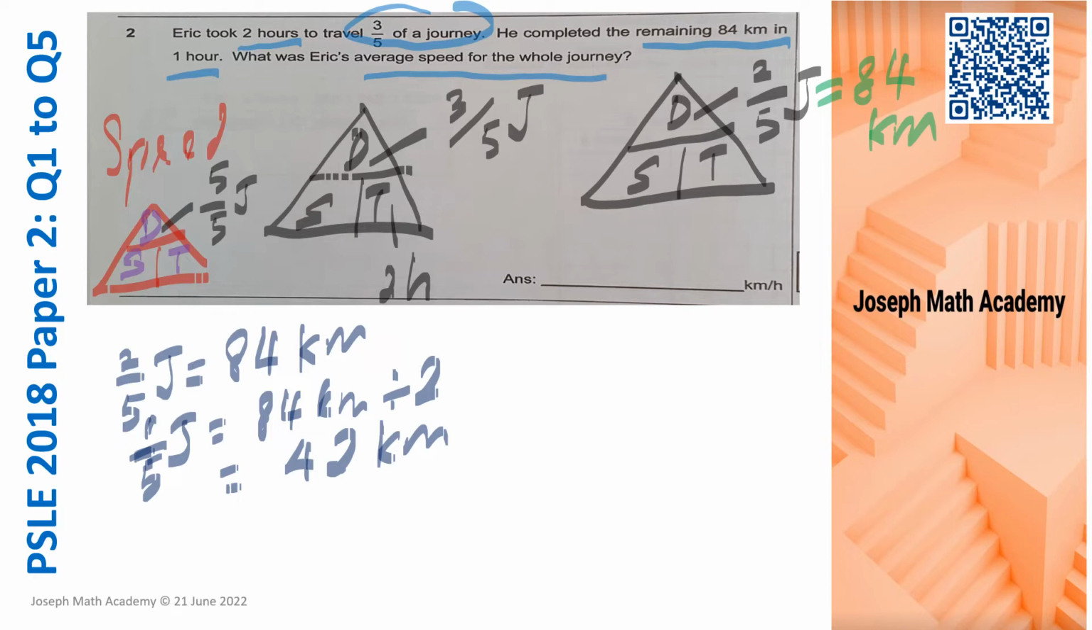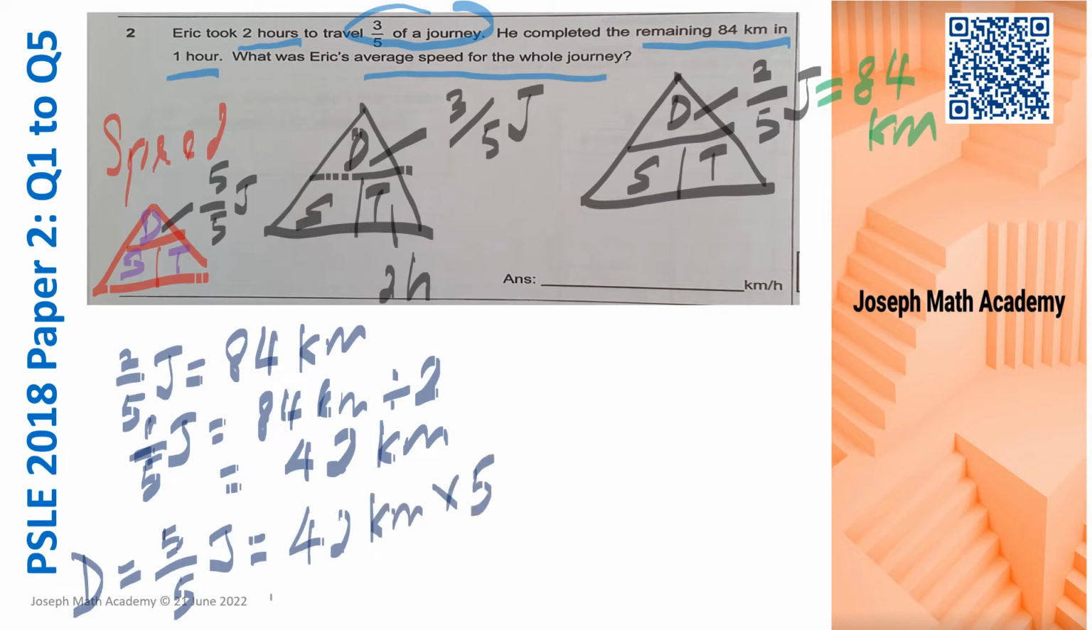All right. Now to find Eric's entire journey, the average speed for the entire journey, we need to know the total distance. So total distance is 5/5 journey. This is the total distance. So 5/5 journey will be 42 times 5. So 42 multiplied by 5 gives us 210 km.